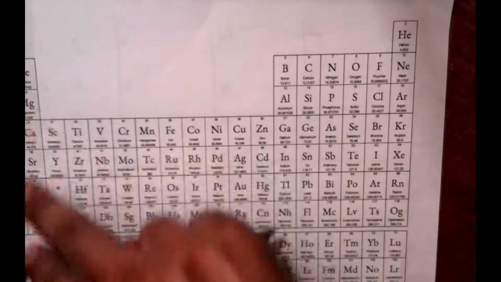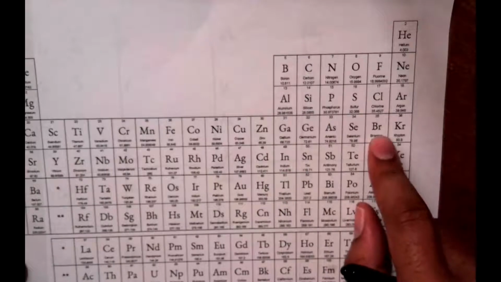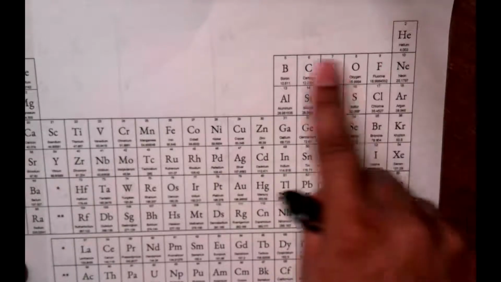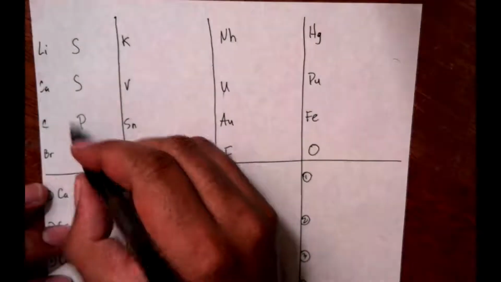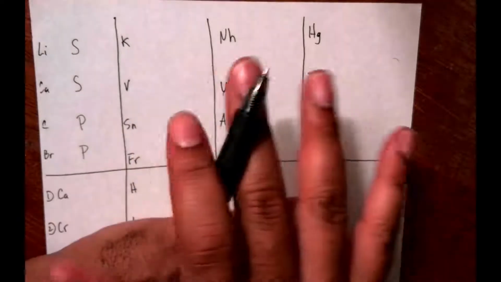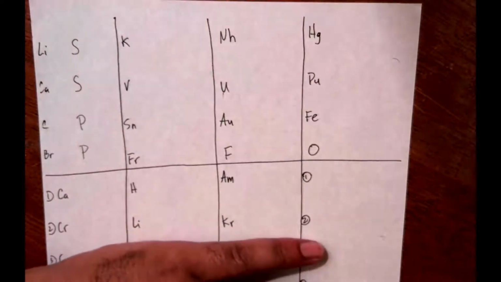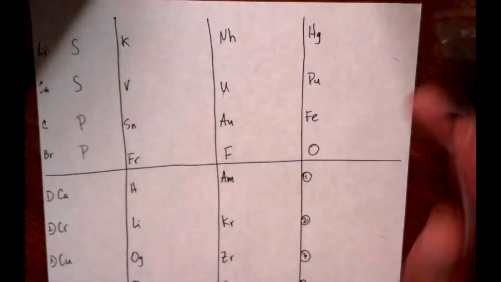And then Br. Br is also somewhere on this periodic table. You just have to scan, and then you will find Br right here. Br is also in the P block. All right. Now listen, that's it, guys. This is super simple. I'm going to fast forward through the rest of these, and then it will be up to you to check your own answers.